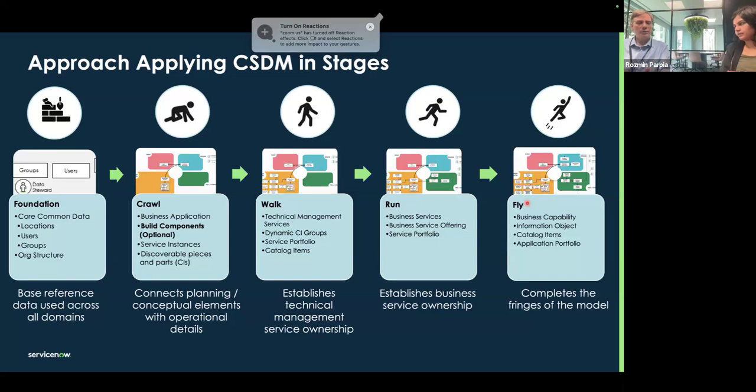And then the crawl stage brings the EA together with the operations folks. I call it the bookends, like the start of the process and the end of the process, and then the feedback loop for the data. So this is quite informative.